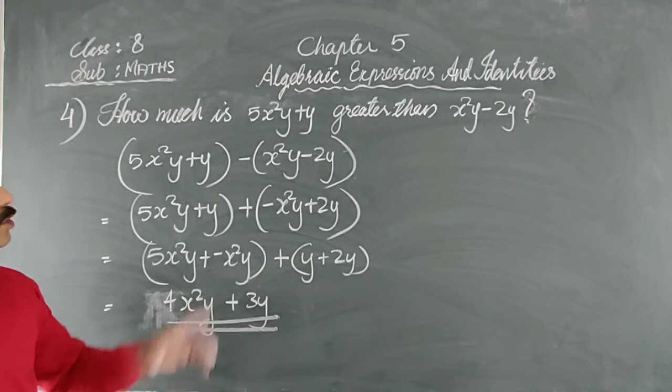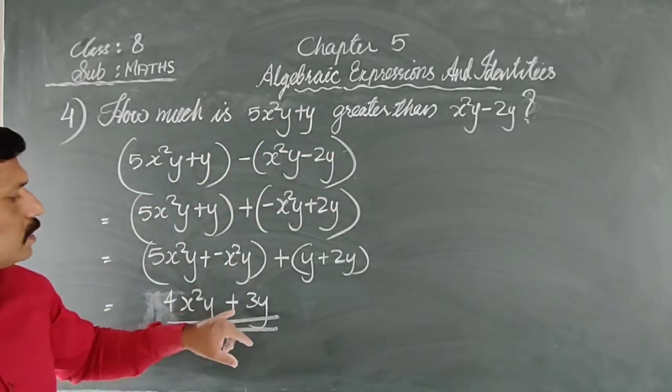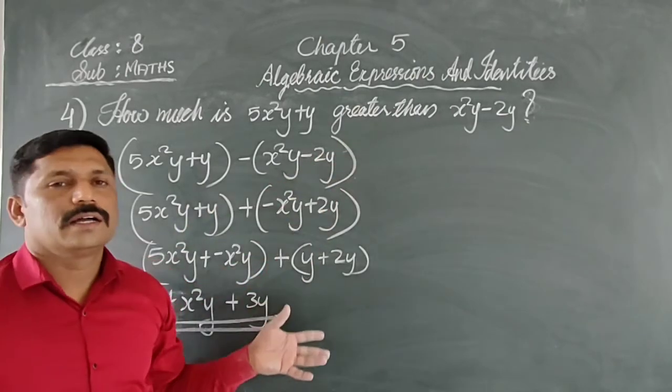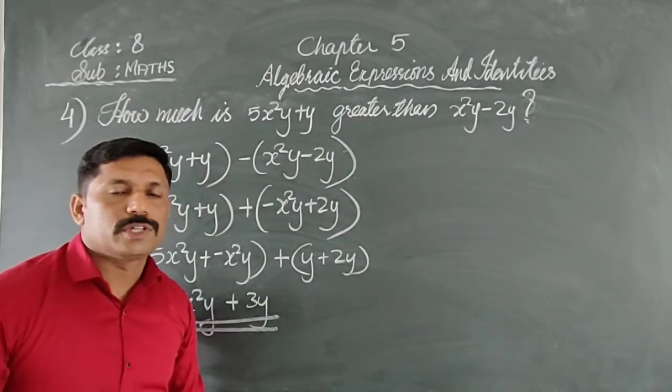So we know that this first number 5x square y plus y is 4x square y plus 3y greater than the next number. So in this way we can solve that. We will move to the next question.